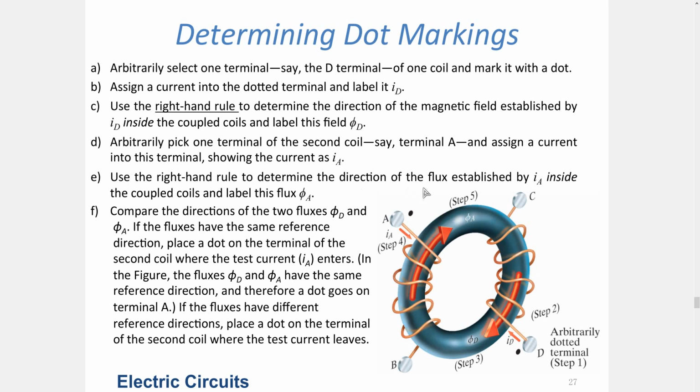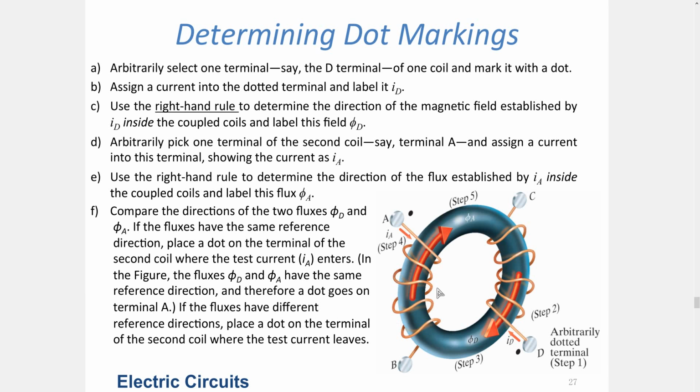When we apply it, we get the direction of the flux established by IA inside the coupled coils, which is denoted by phi a. Now we compare the directions of the two fluxes, phi d and phi a. If the fluxes have the same reference direction, we place the dot on the terminal of the second coil where the test current IA enters. Like in the figure here, the fluxes phi d and phi a have the same reference direction, as you can see. As a result, the dot goes onto terminal A.